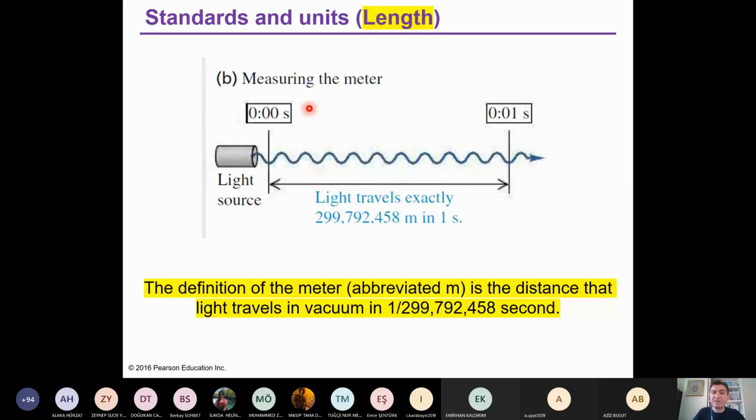So what is 1 meter? 1 meter is defined with the distance that light travels in vacuum in 1/, the second. Light travels exactly 300,000 kilometers in 1 second. So this is the measuring the meter.